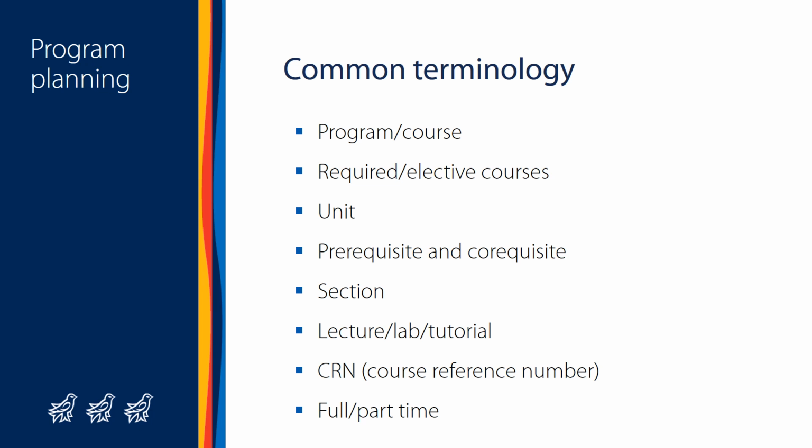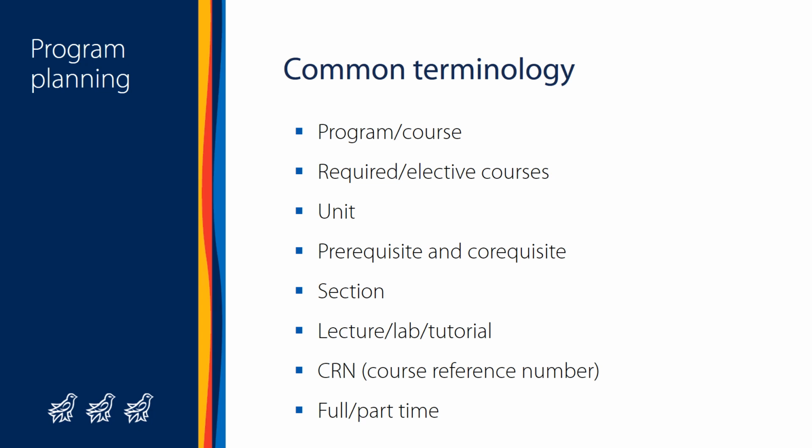A section is a unique offering of a specific course. So I mentioned a couple courses on the last slide, English or ATWP 135, for example. That might have 15 different sections. So 15 different unique offerings of that same course, maybe on a different time of the day, different day of the week, different instructor, different building, different classroom. These are all indicated in the individual sections.